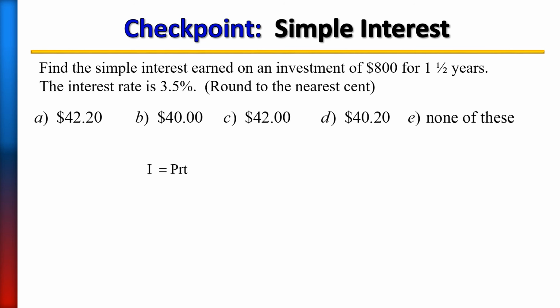Okay, so when we plug those values into the interest formula, all we need to do is multiply the 3 values. So 800 times 0.035 times 1.5, and what we will get here is $42. Rounding it to the nearest cent would be choice C. And there you have it, simple interest.